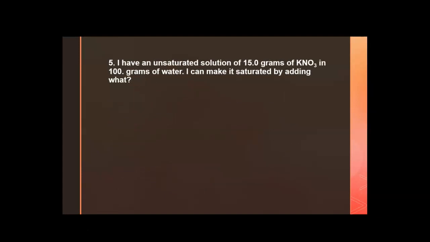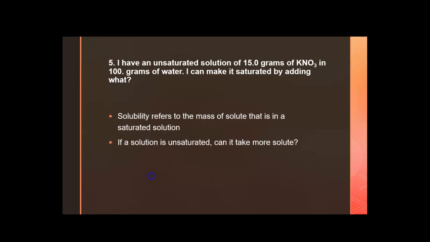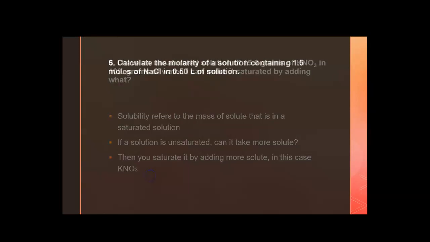So we have an unsaturated solution, and there's how you make it. And how do you make it saturated? Well, solubility is the mass of solute in a saturated solution. You can't put any more of the solid in. If the solution's unsaturated, then can it take more solute? Ask and answer the question. Well, yes, it can take more solute, so you saturate it by adding more solute. In this case, you add potassium nitrate.